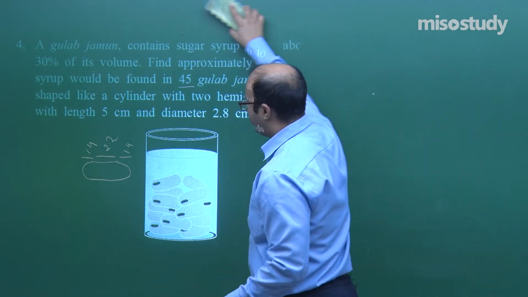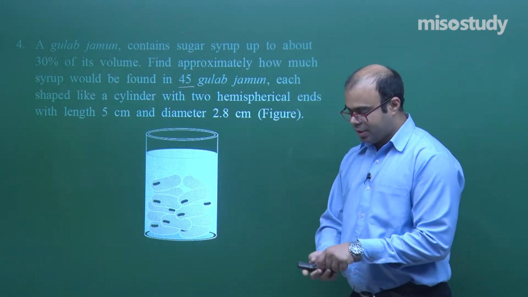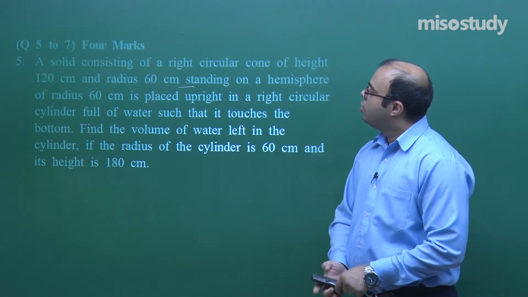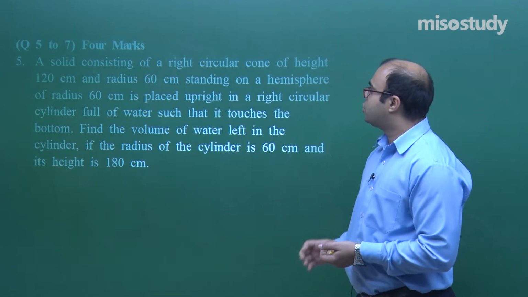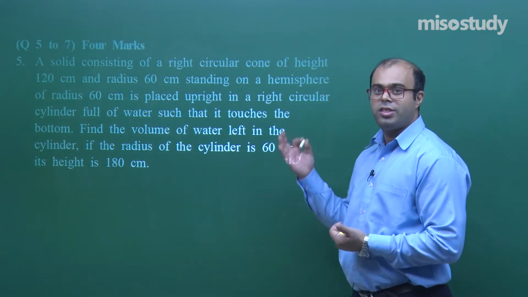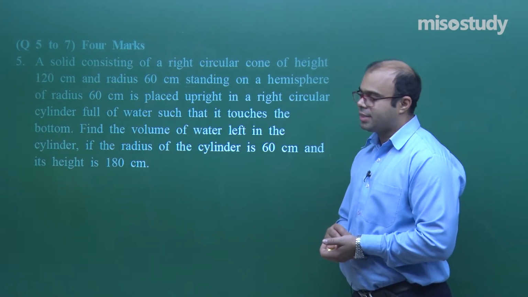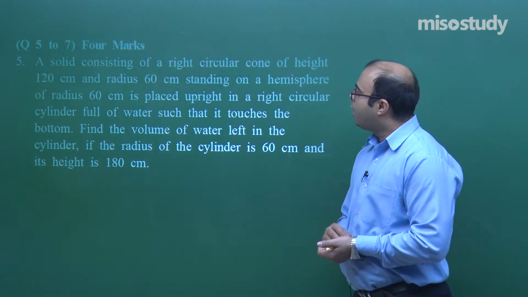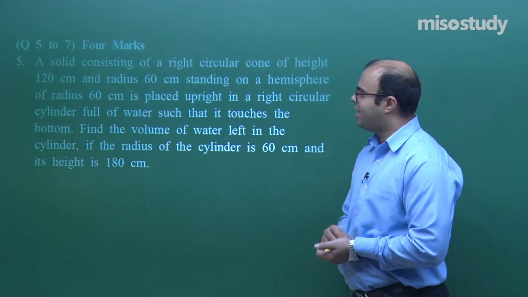Different types of figures will come across to you. Cylinder and hemisphere we have seen. We may see cone also. So the 4 marks question is the 5th question. A solid consists of a right circular cone of height 120 centimeter and radius 60 centimeter, standing on a hemisphere of radius 60 centimeter, and is placed upright in a right circular cylinder.